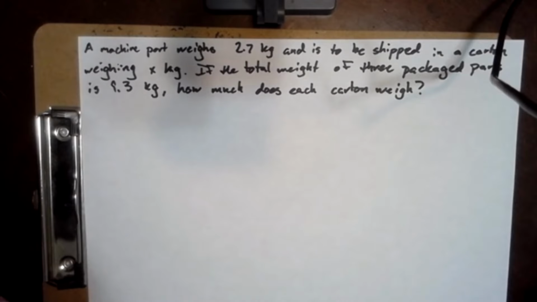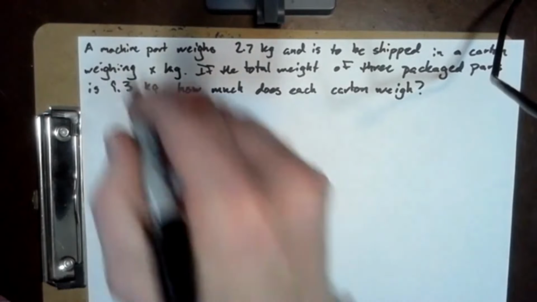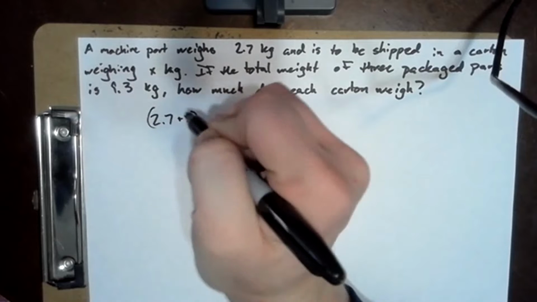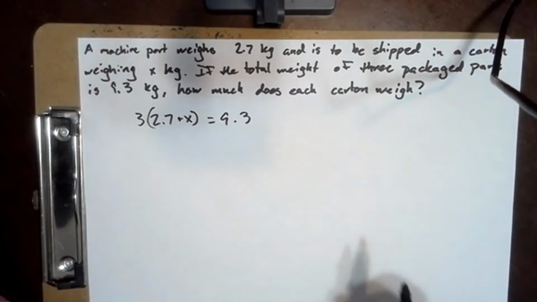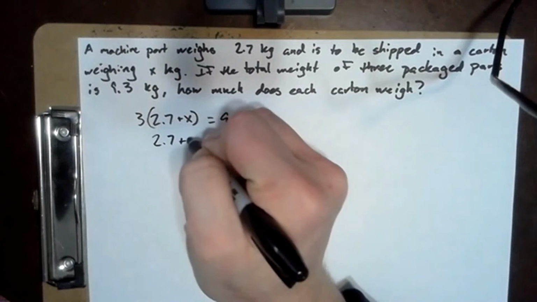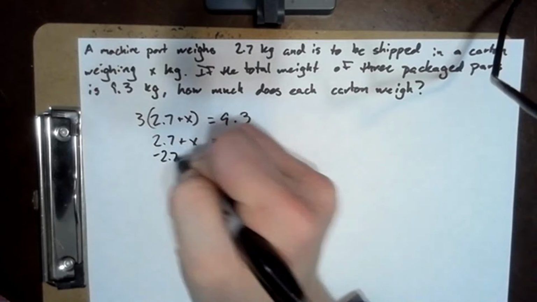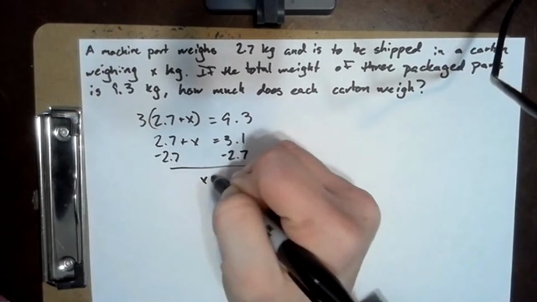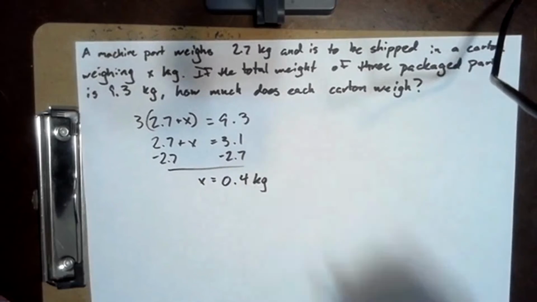Okay, so we know that the total weight of a packaged part is going to be 2.7 plus X. We've got 3 packaged parts, and that's equal to 9.3 kilograms. Divide both sides by 3, and I get 2.7 plus X equals 3.1. Subtract 2.7 from both sides, and I get X equals 0.4 kilograms.